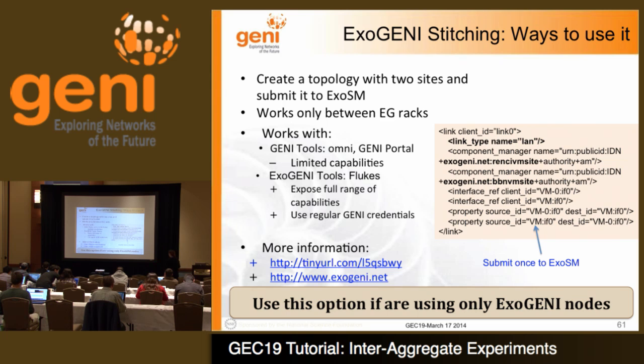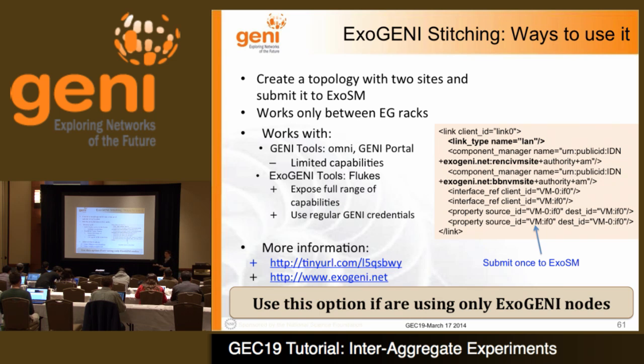You can use it with GENI tools, both with Omni and with the GENI portal. FLAC does not know how to do the separation between an RSpec that is bound on some racks but submitted on ExoSM. So you cannot do this with FLAC. If you use the GENI tools, then you have some limited options in terms of exactly what you can stitch at.